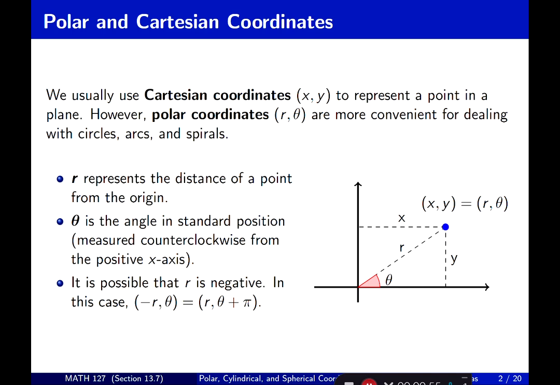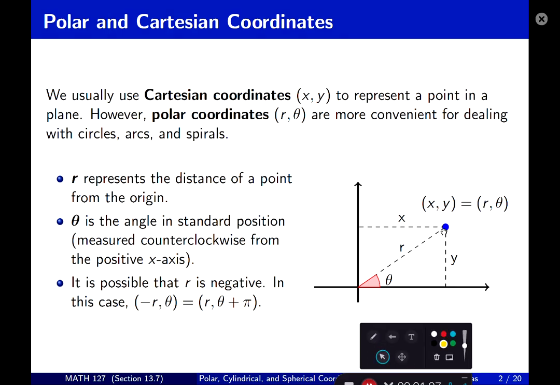So if you have x and y on the plane, you want to find the r and theta such that r is the distance of the point from the origin, and then theta is the angle that a line segment connecting that point to the origin makes with the x-axis. And theta is measured counterclockwise.